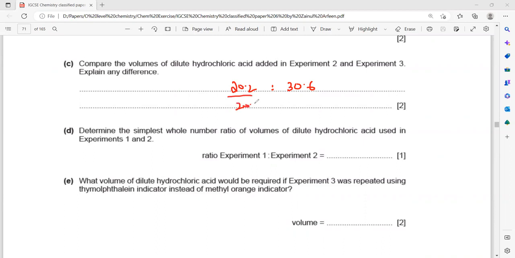So I will divide both of them by 20.2. So this will be 1 and this will be 1.5. So it means the experiment is 1 is to 1. Okay, it was 20.4, so I'll divide both of them by 20.4. So 1 is to 1.5. So it means the volume used in experiment 3 is 1.5 times compared to experiment 2.